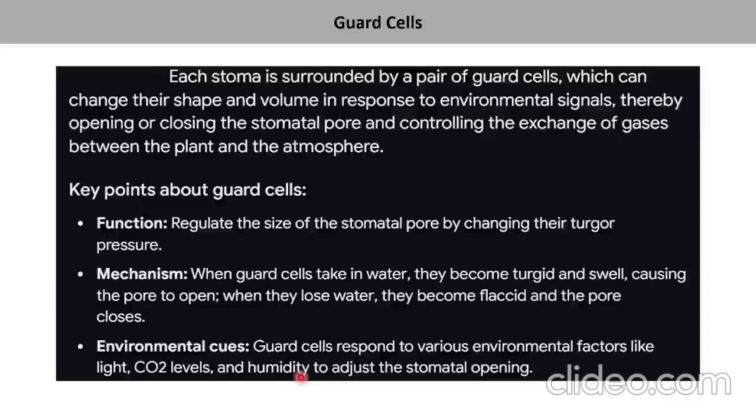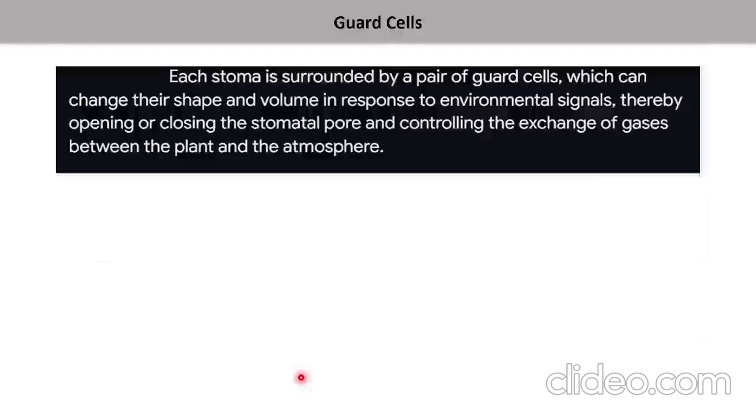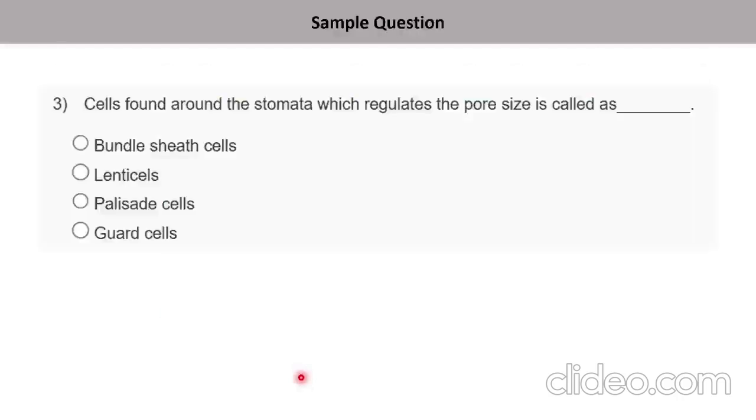One of them is definitely light. The other one is the carbon dioxide levels, the humidity levels. All these things will indicate the plant that now you should close the stomata, or now you should open the stomata. Okay. So yes, the answer to the question was the stomata pore size is regulated by guard cells.